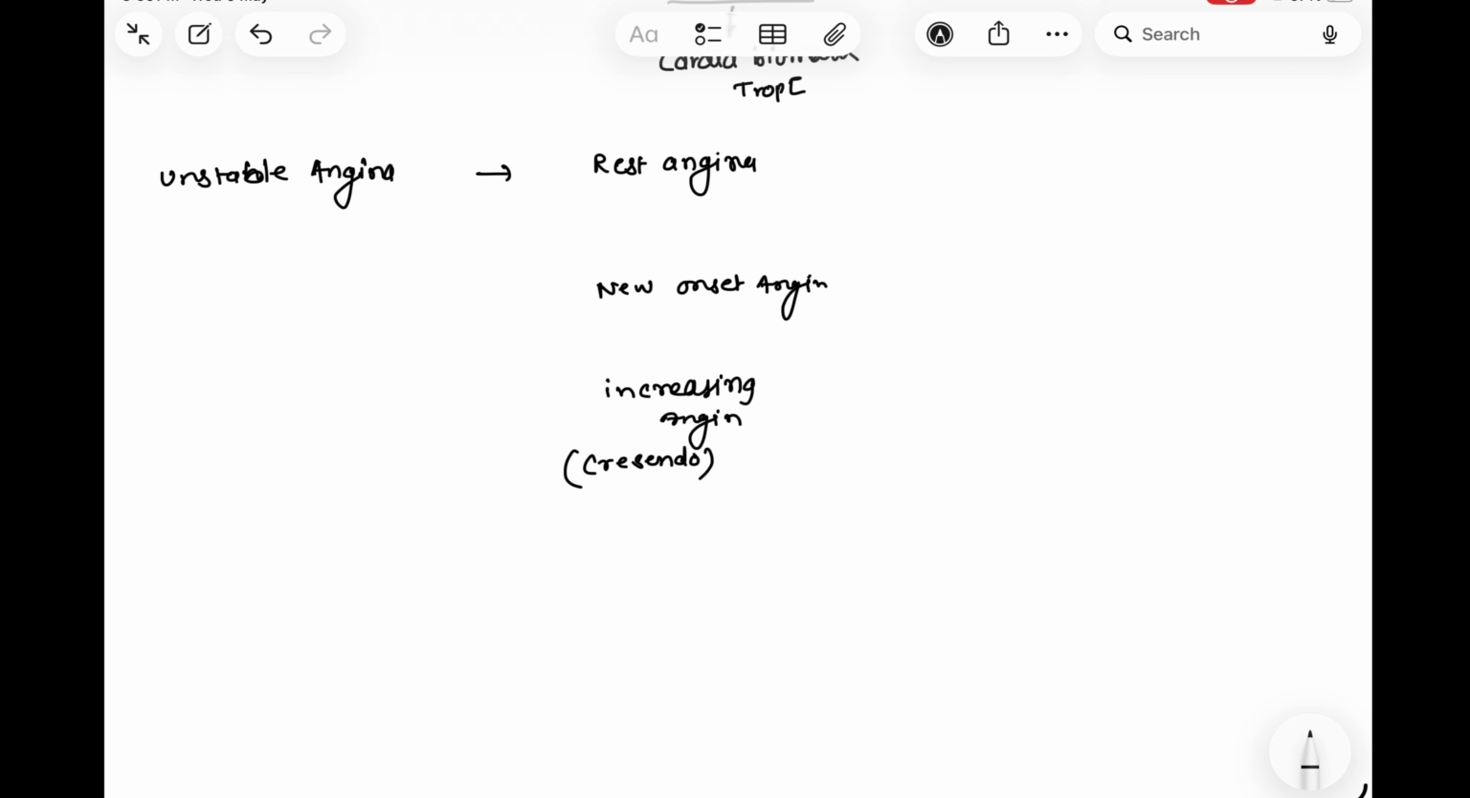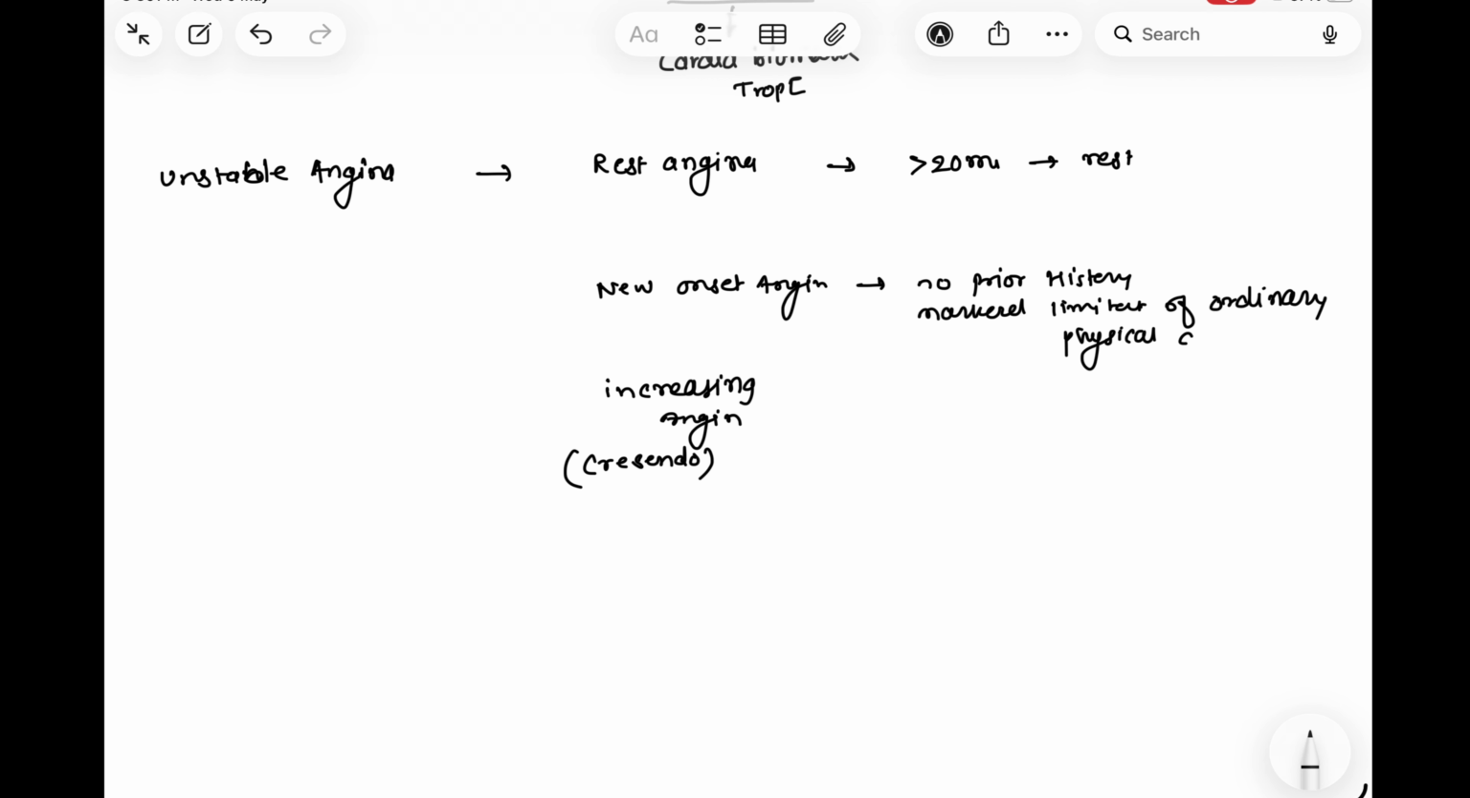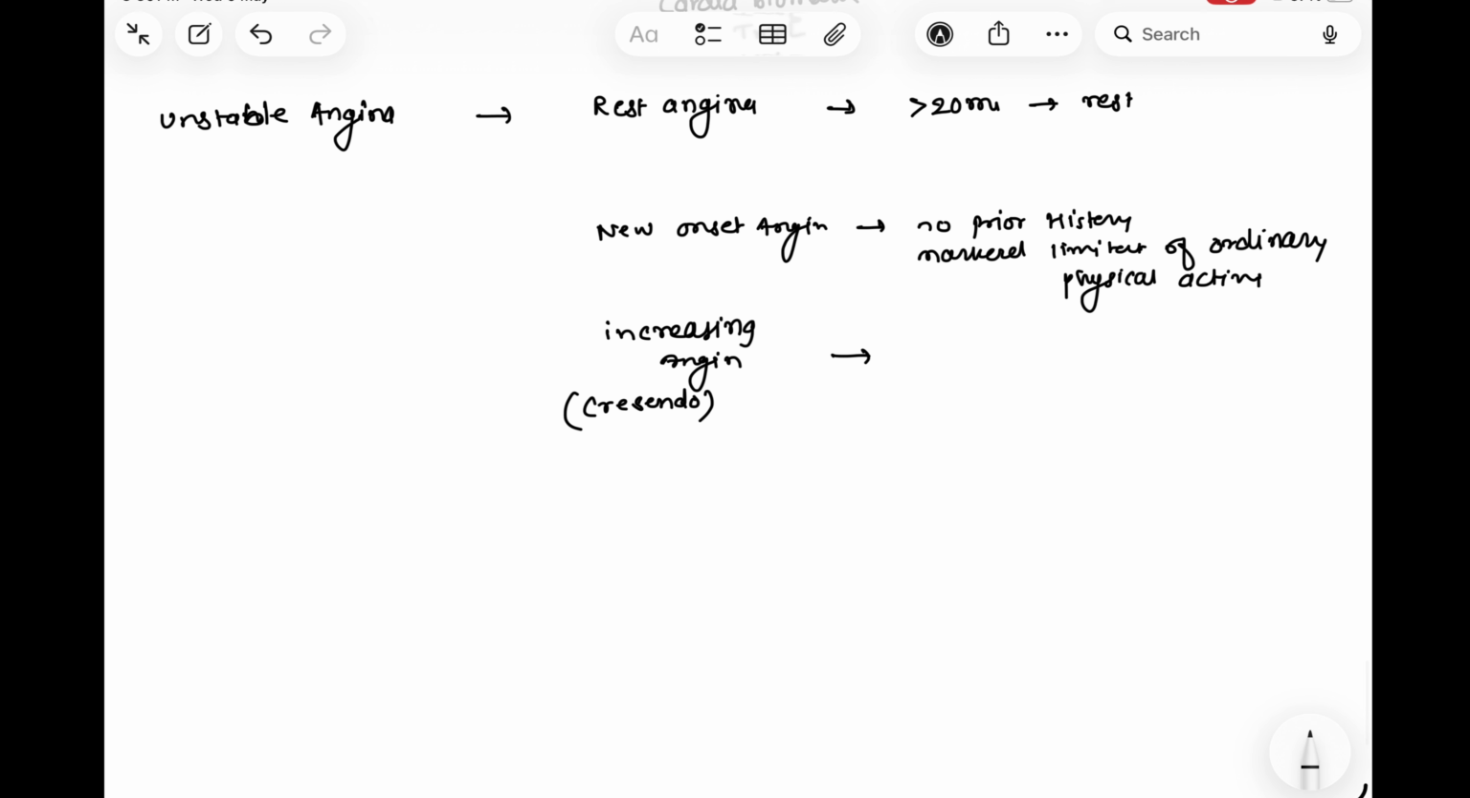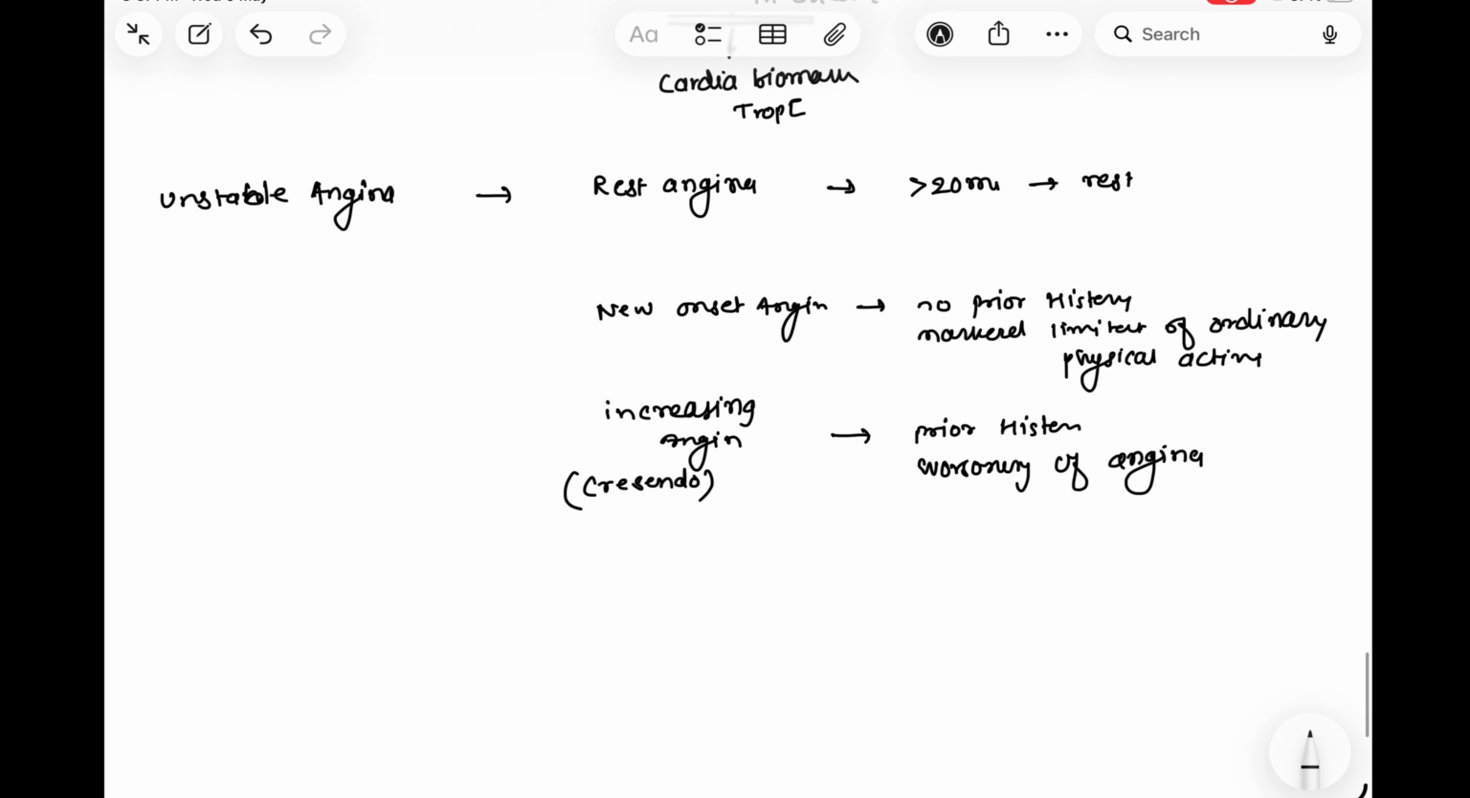So let's understand what each angina means. Rest angina is chest pain of more than 20 minutes and it occurs at rest. In new onset angina, there is no prior history and there is a marked limitation of ordinary physical activity, right? What about increasing angina? There is a prior history and there is a worsening of angina, right? So these are the types of unstable angina.